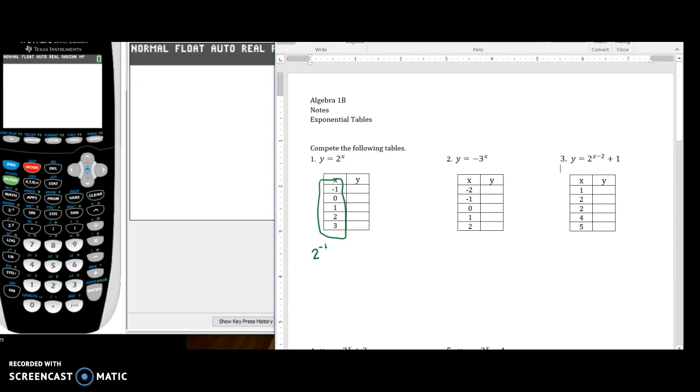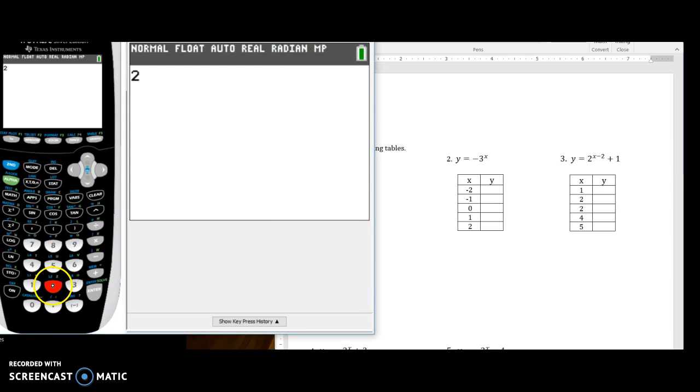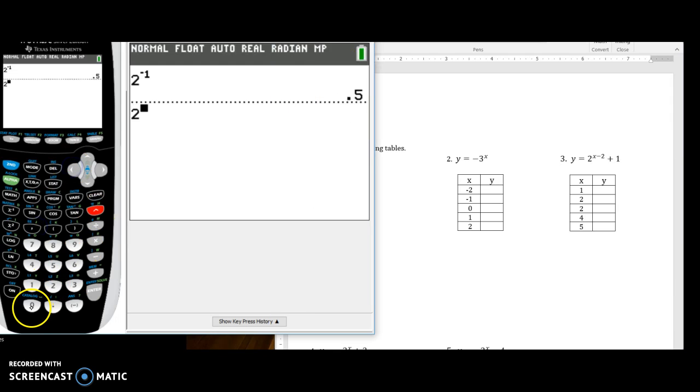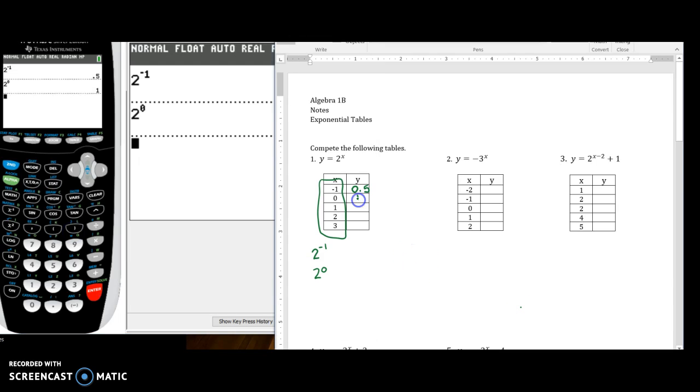Now let's make sure we're punching this in our calculator correctly. Pop over to your calculator here, 2 caret negative 1. And that's 0.5. Now let's do 2 to the 0 power. That's 1. We already knew that. We probably didn't need to fill that into our table.